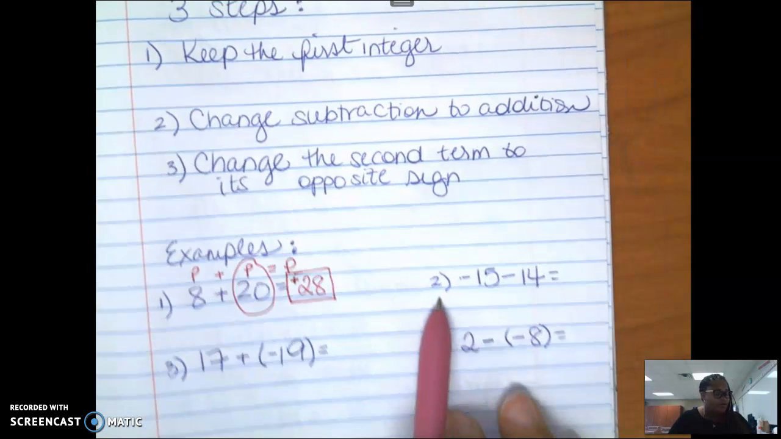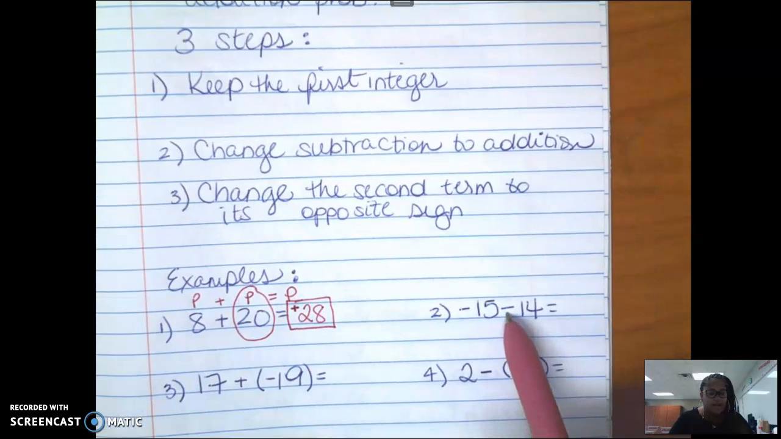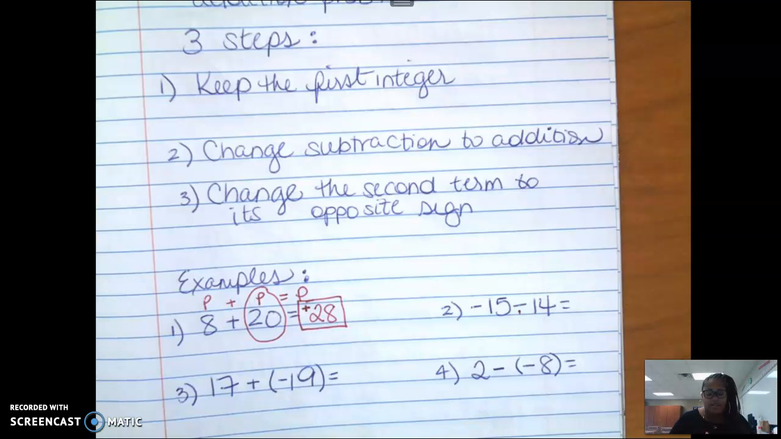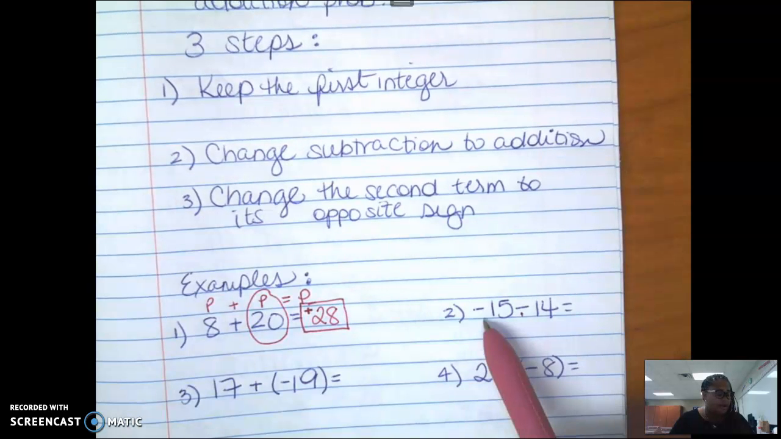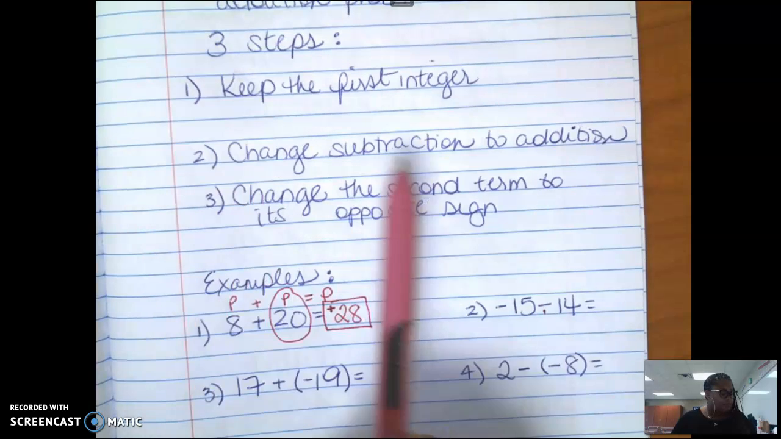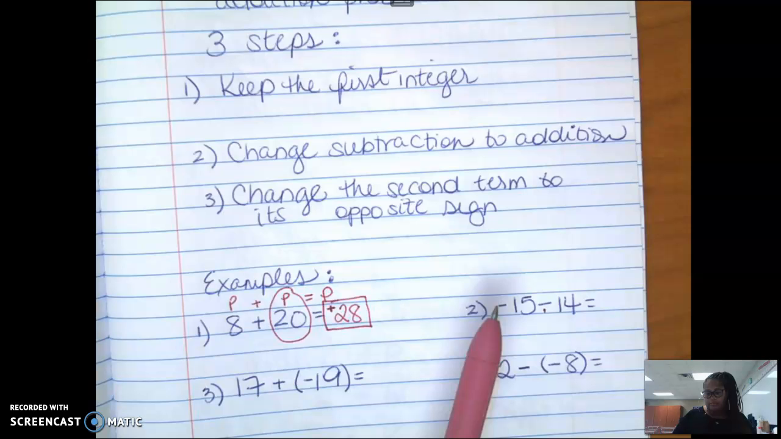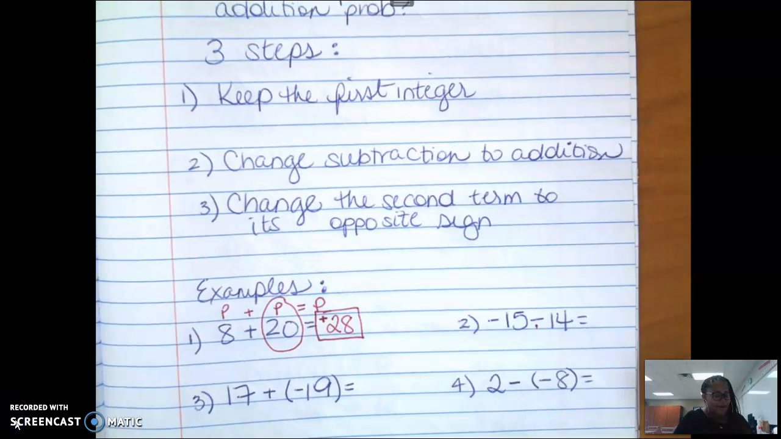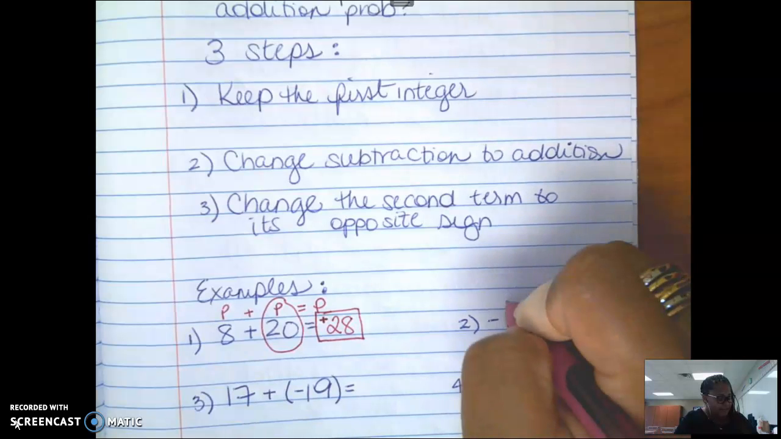For number 2, so this is where these subtraction rules come in. Whenever I see a minus sign, I always want to make it an addition problem. I'm going to force these rules onto it, and I'm going to say, okay, negative 15, I'm going to keep. Then I'm going to change this sign. I'm going to keep, change, change. So this is a negative.